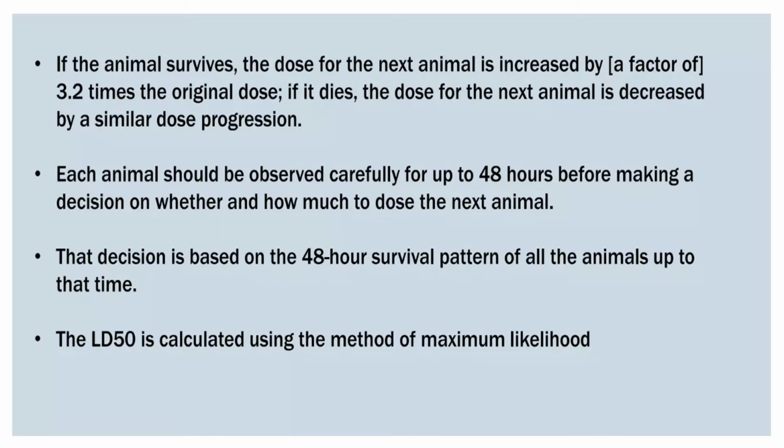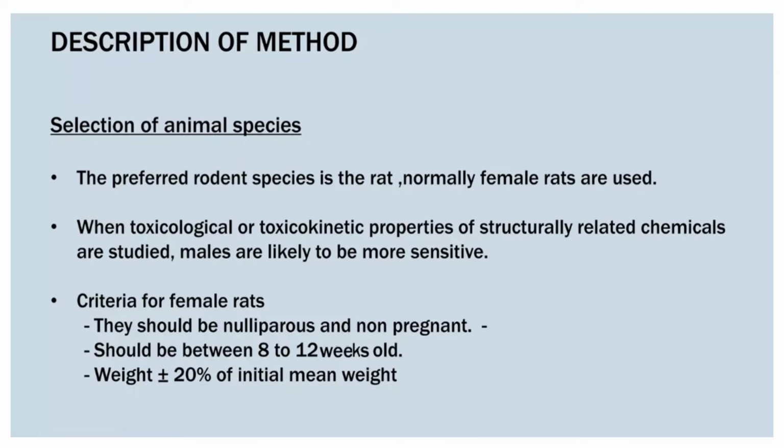Each animal should be observed carefully for 48 hours before making a decision on how much to dose the next animal. The decision is based on the 48-hour survival pattern of all animals up to that time. The LD50 is calculated using the method of maximum likelihood. Description of the method: selection of animal species.